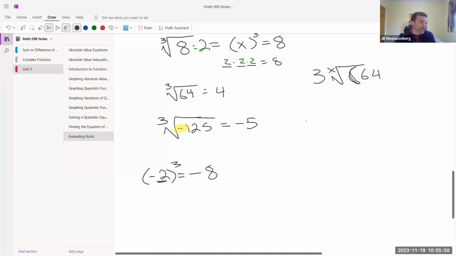So that is okay. We could take a fourth root, say of 256. We can do that. Again, it means the same thing. What number times itself 4 times equals 256? You might need a calculator for this. What you should come up with for this is 4. 4 times 4 times 4 times 4 is equal to 256.